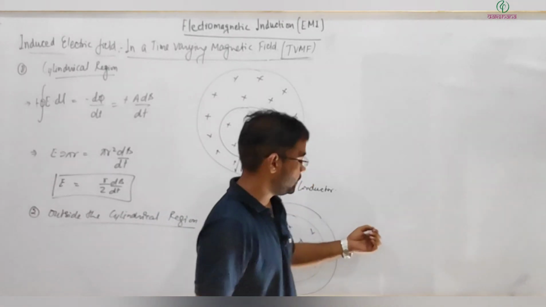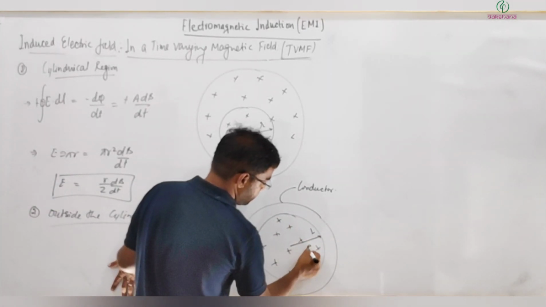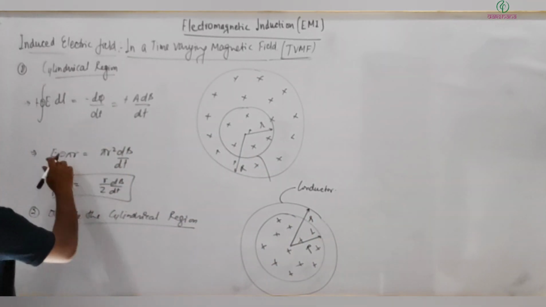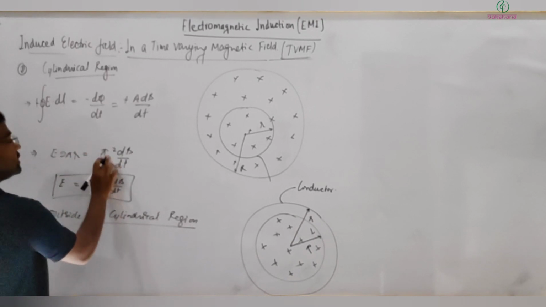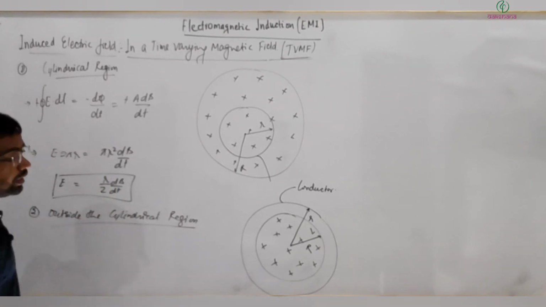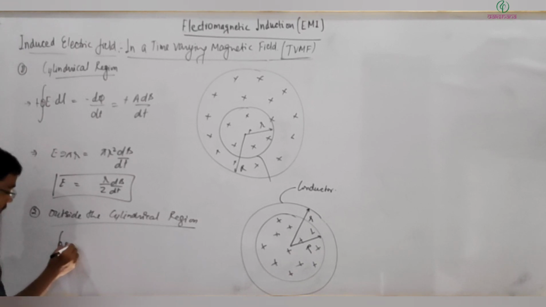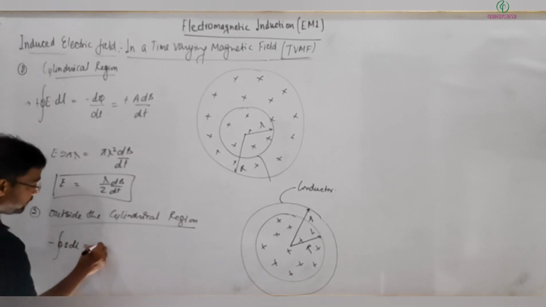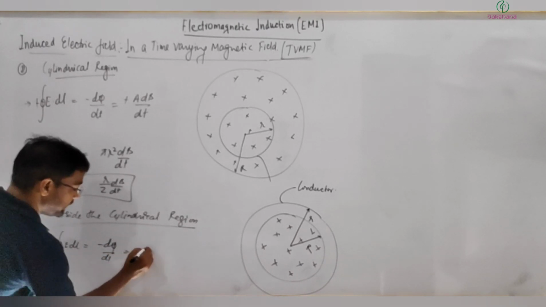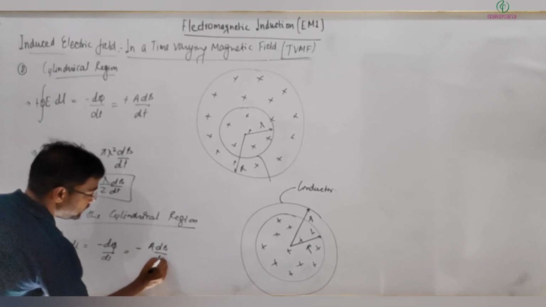about the area. So here, let me write again, this radius is capital R and this is small r. It's the same thing actually, because we have written the radius this way. So in this situation I will write integral E dot dl equals minus d phi by dt, equal to minus of area multiplied by dB by dt.